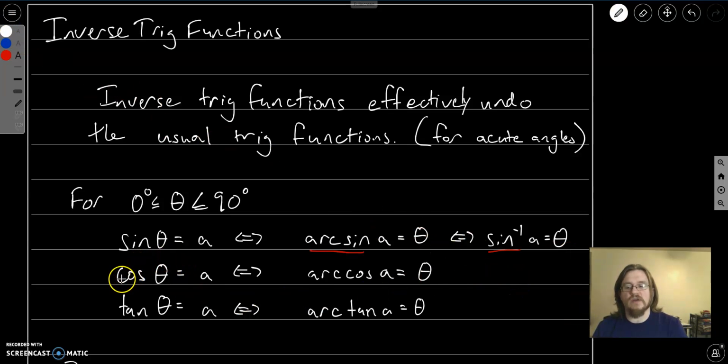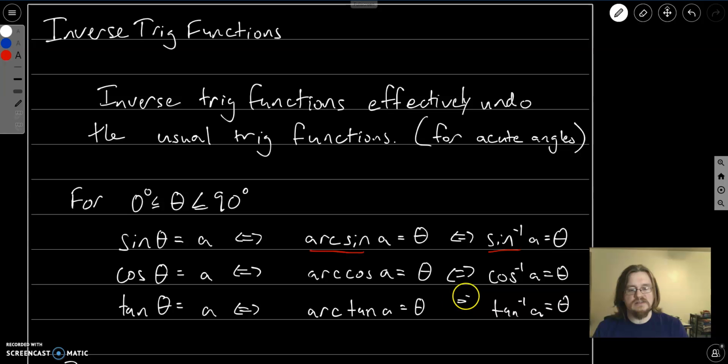So likewise, if I know that the cosine of theta is equal to A, the arc cosine of A is equal to theta. And then again, I can write it as the inverse cosine of A. And then the same thing with tangent. We have tangent of theta, or we can have the arctangent of A. And again, we can write this as the inverse tangent of A is equal to theta.